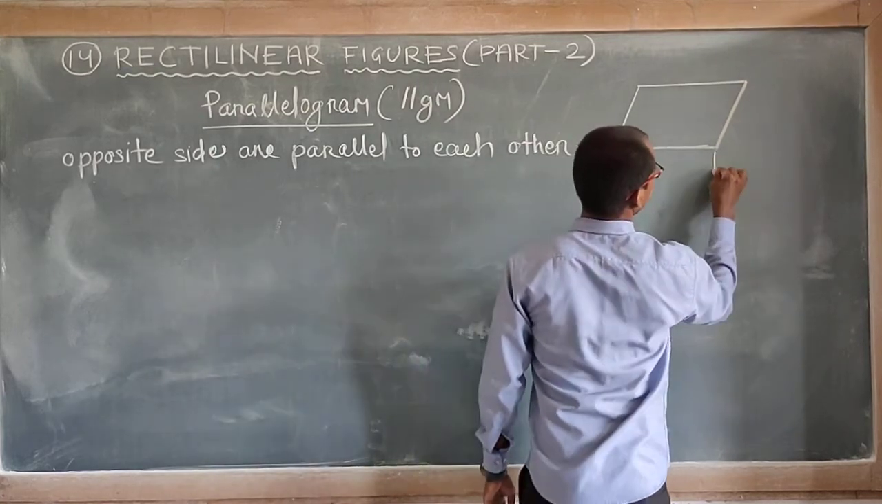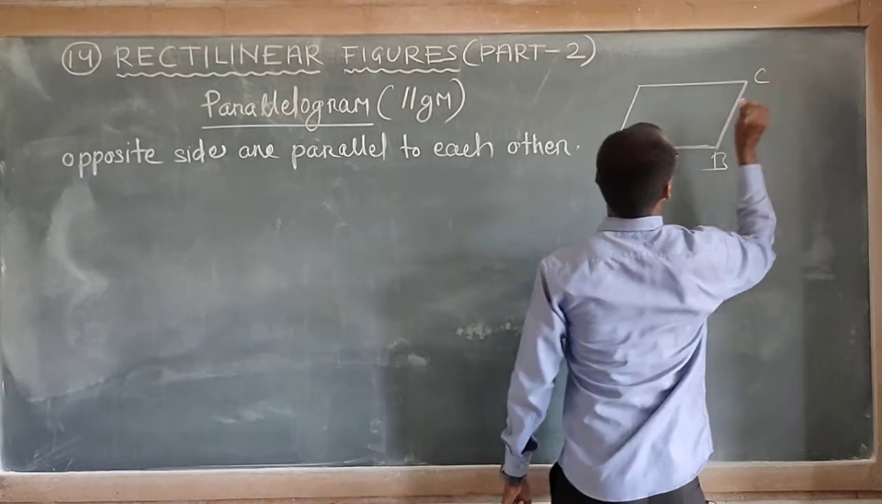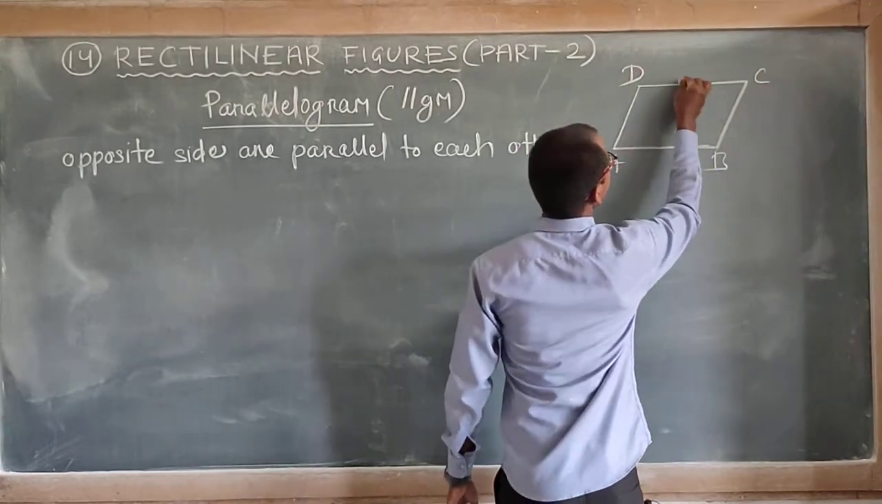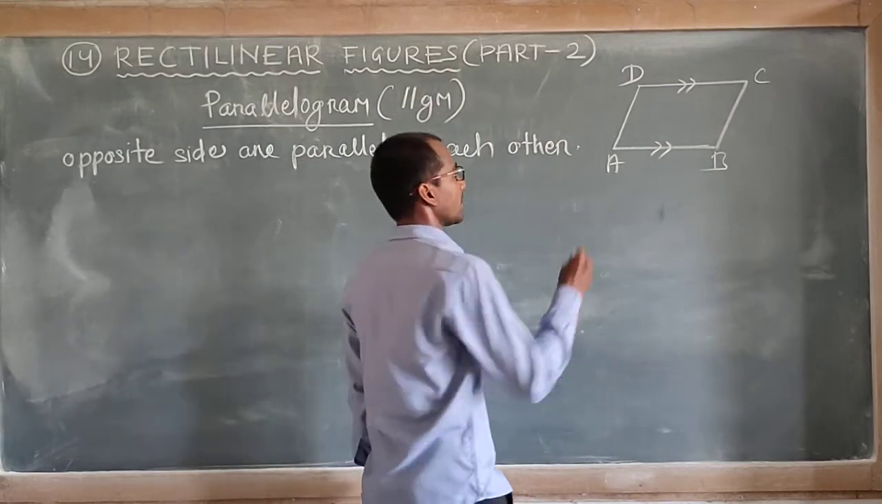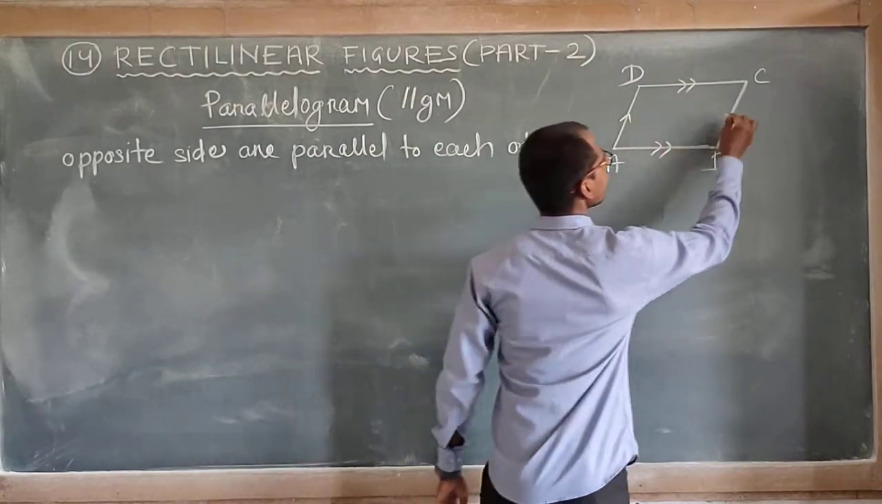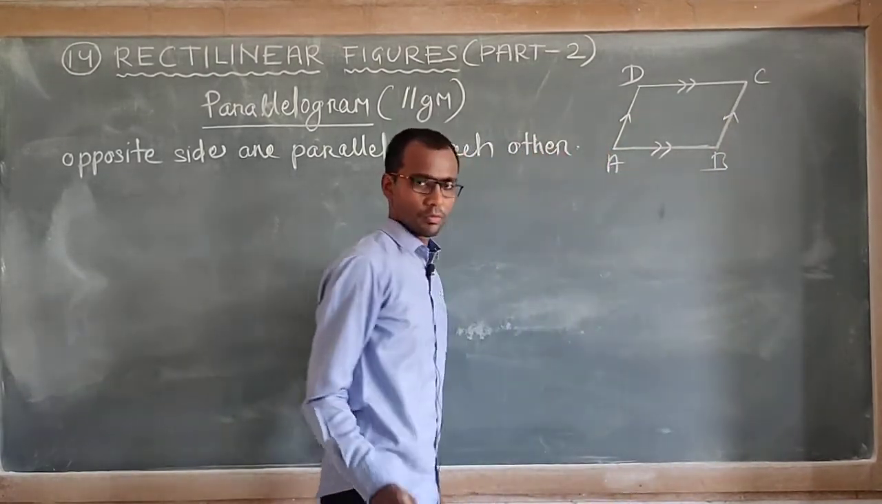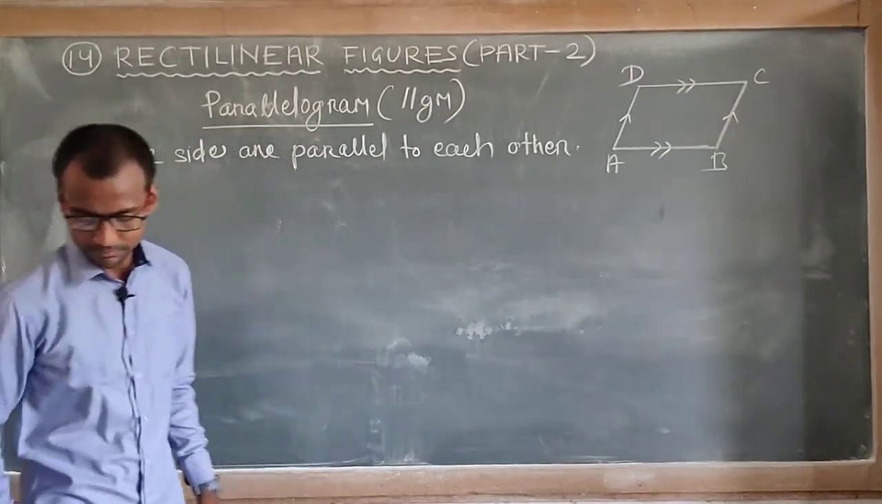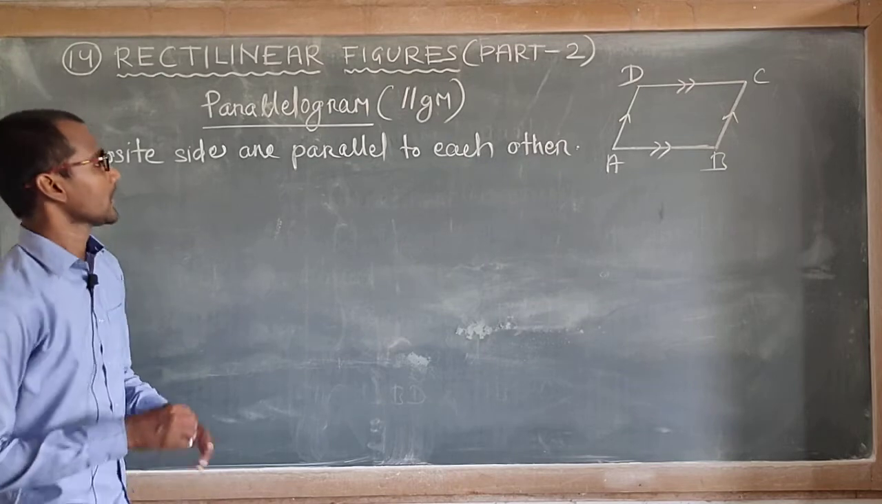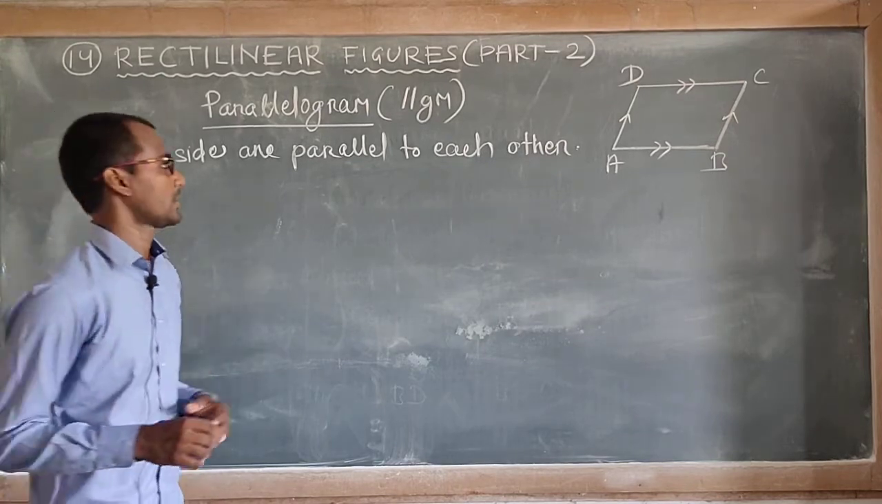This is A, B, C, D. AB is parallel to DC and AD is parallel to BC. So this is a parallelogram. Okay. Now let us go for the properties.